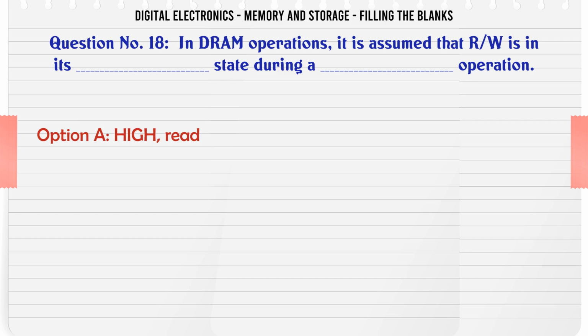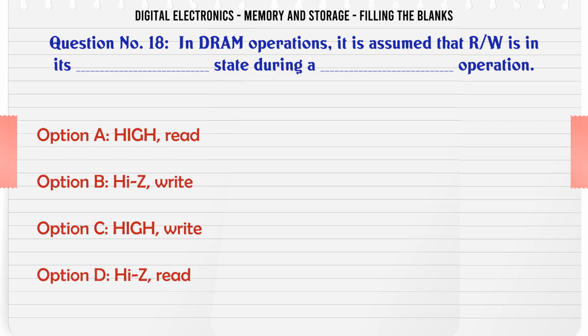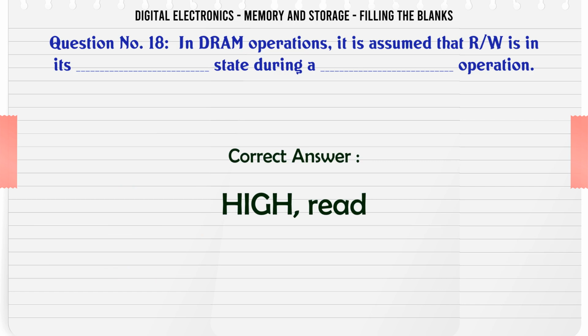In DRAM operations, it is assumed that R/W is in its state during a operation. A. High, read. B. High Z, write. C. High, write. D. High Z, read. The correct answer is high, read.